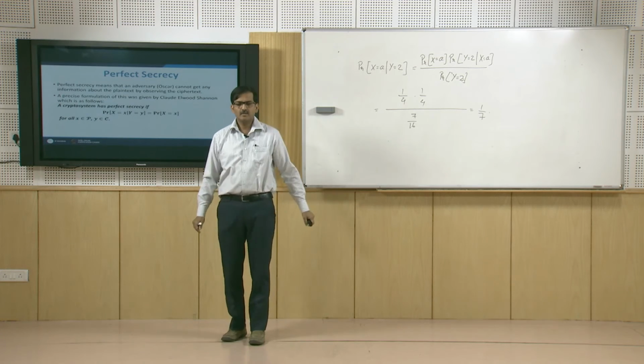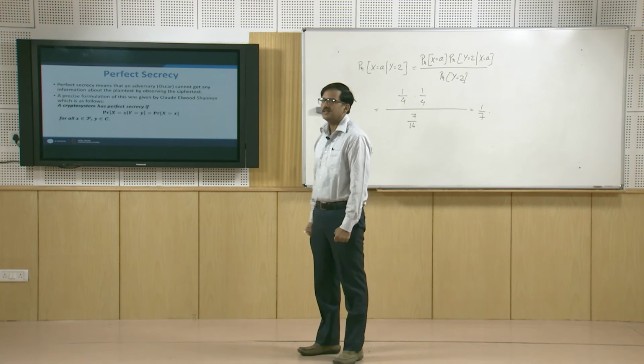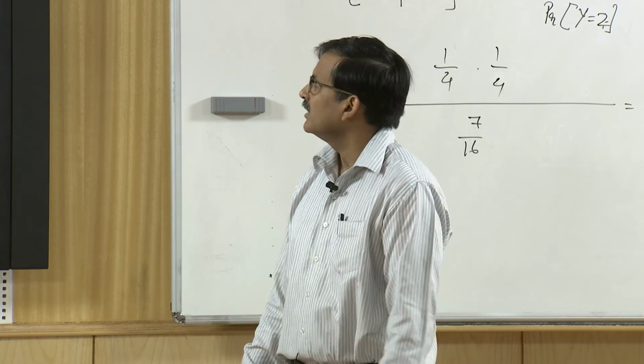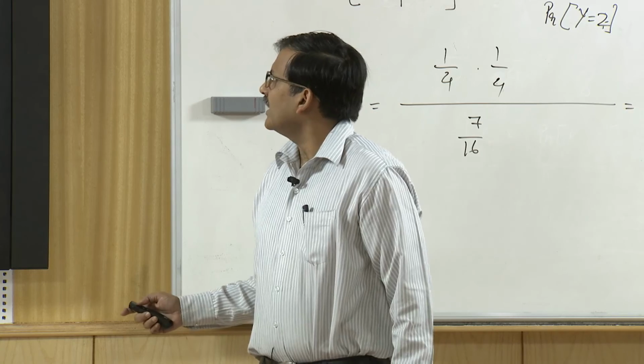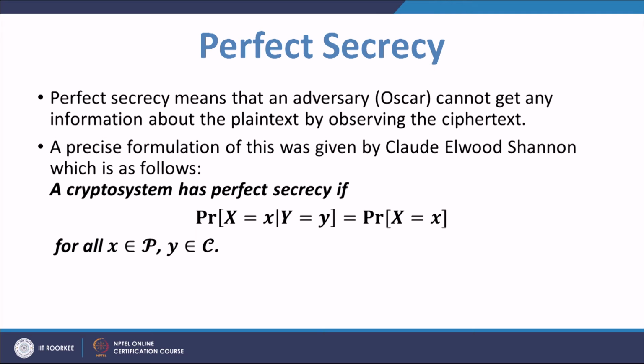This leads us to our last topic of this lecture, that is perfect secrecy, the topic to which we are driving at. The idea of perfect secrecy was formulated by Claude Elwood Shannon around 1948. He stated that a cryptosystem has perfect secrecy if probability of x equal to x given y equal to y is equal to probability of x equal to small x for all x inside P and for all y inside C.